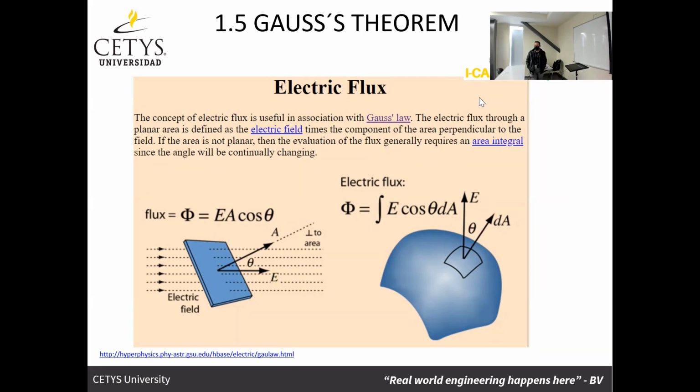So the concept of flux anywhere, flux is going to be a measure of the amount of something that's flowing through a certain area. When we talk about any sort of flux, it means that we have something that's going through a certain surface. And it's important because depending on the amount of the thing that's going through the surface, we have a lot of flux or less flux.